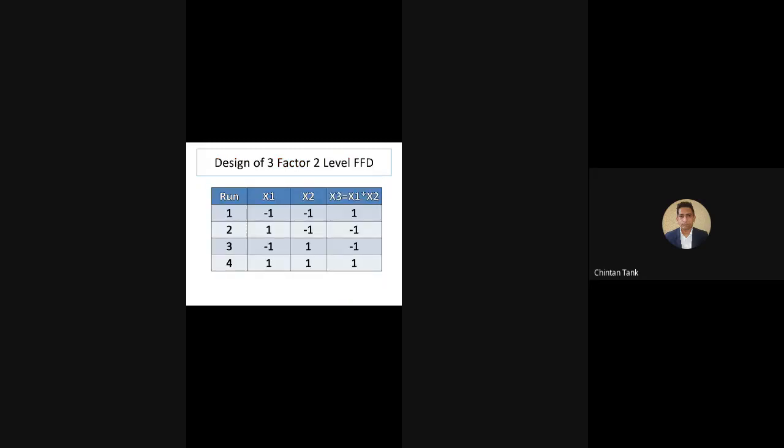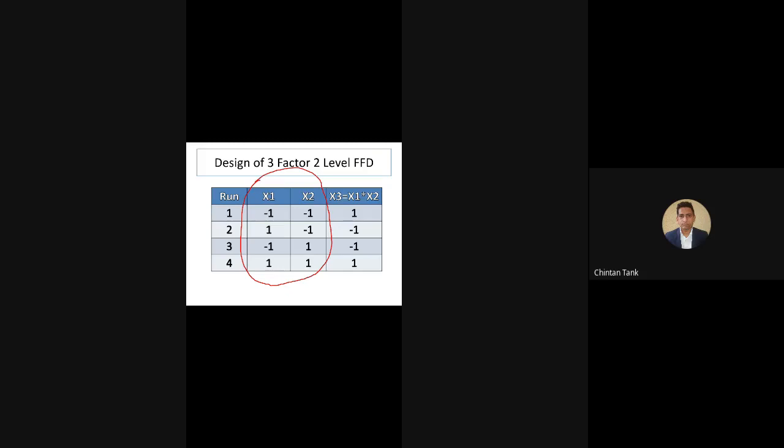Now, how to design a three factor two level fractional factorial design. Normally there are two methods by which we can design a fractional factorial design. The first one is to construct a 2 raised to 2 full factorial design, and then set x3 equal to x1 into x2. So we can get the two level three factor fractional factorial design. Otherwise, if we are working with three factors, we need to perform 8 experiments.